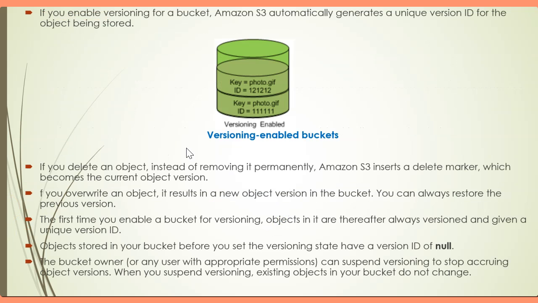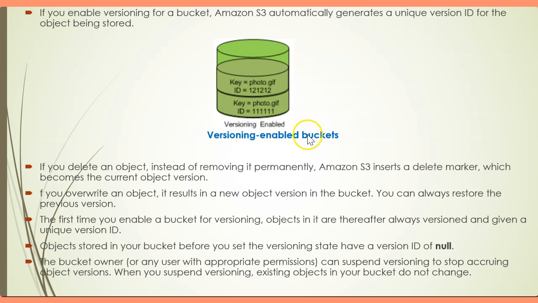If you enable versioning for a bucket, then Amazon S3 automatically generates a unique version ID for each object being stored in your bucket. You can see in this diagram, the key, which is the file name, photo.gif, has the version ID 121212, and another with the same key, photo.gif, has the version ID 1111. That's how they are stored in the same versioning-enabled bucket.